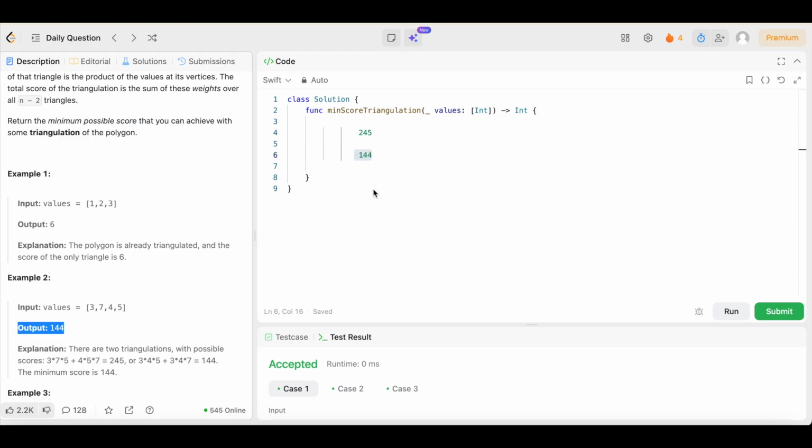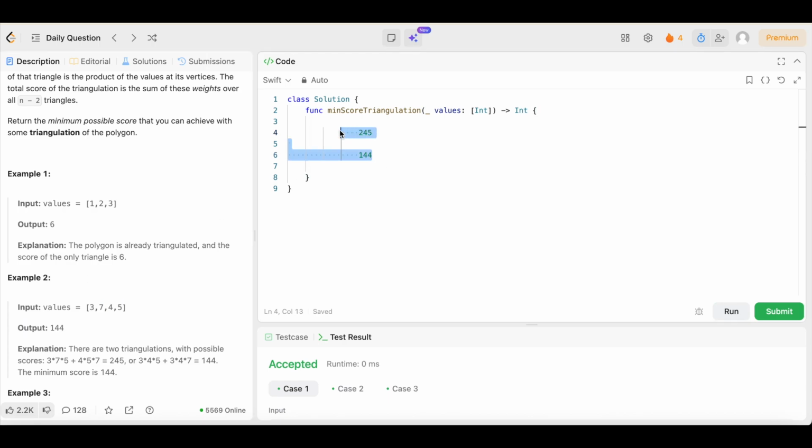That's how we got 144, because we found the triangles that we can create with this array, and then we multiplied the sides of those triangles and added those. So we multiplied the sides of one triangle, added that to the multiplied sides of the next triangle, and whichever one is smaller, that's the one we return. That's how we got 144.